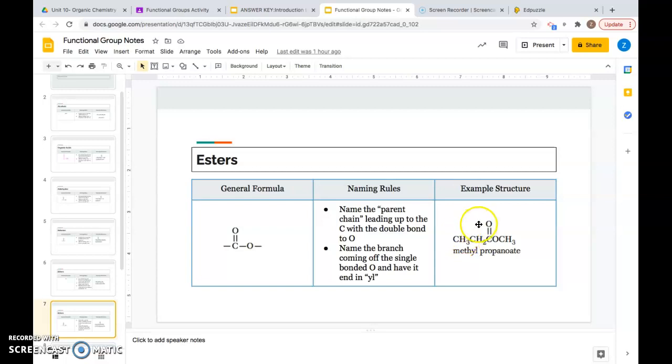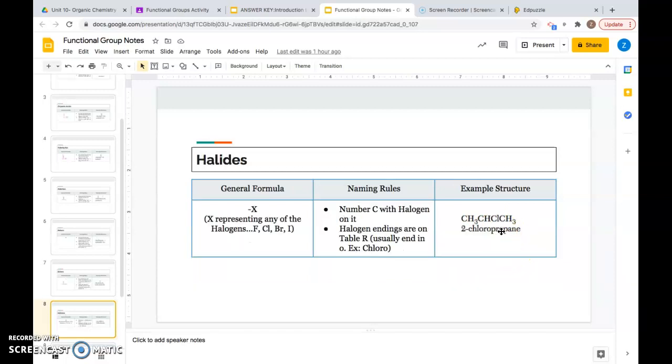So here we have the double bond to oxygen. So we're going to look at the carbons leading up to it. So we have 1, 2, 3 carbons. So that's where we get prop from. And this again is our parent chain because it's the carbons leading up to the double bond. And the ending, I forgot to write this in the naming rules, but the ending ends in oate. So we go from propane to propanoate. And then we look for the single bonded oxygen and we look at the branch coming off of that, and that becomes the beginning part of our name. So we have 1 carbon coming off, so that's methyl. So this is methyl propanoate. So we name, again, the carbons leading up to the double bonded oxygen as our parent naming, and then the branch coming off is what we start with.